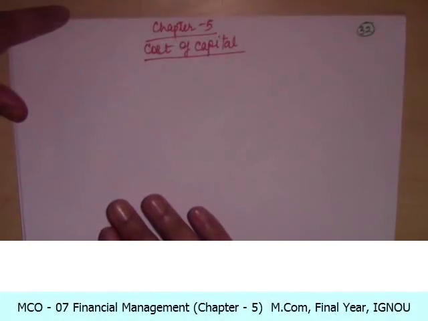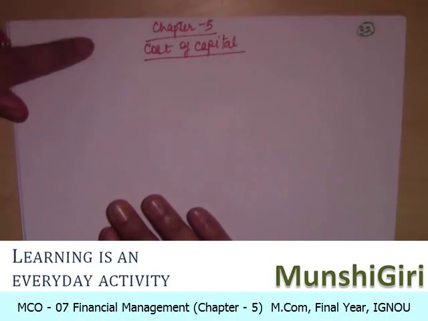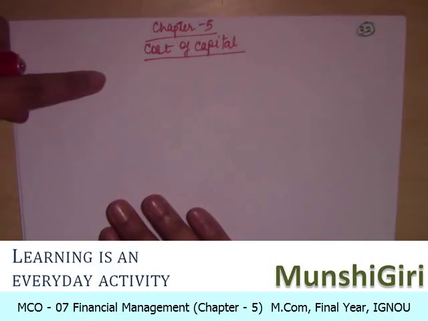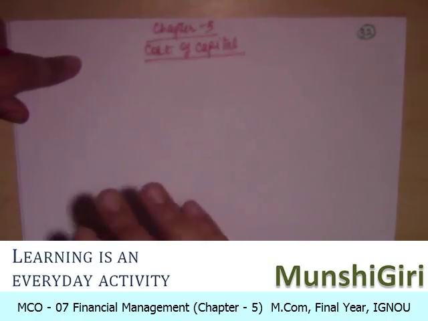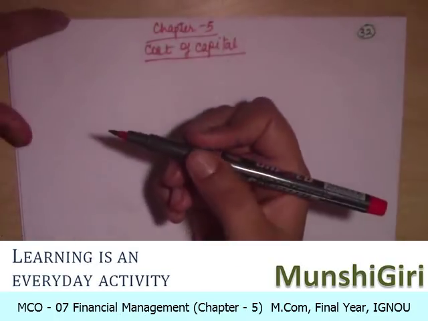Now coming to the next chapter, there is chapter number 5. In this chapter we are going to talk about cost of capital. So cost of capital means the firm's cost of raising funds. So cost of capital can be defined as the minimum rate of return a company must earn on its investments so that the market value of company's equity shares does not fall. It is related to the long-term capital funds.